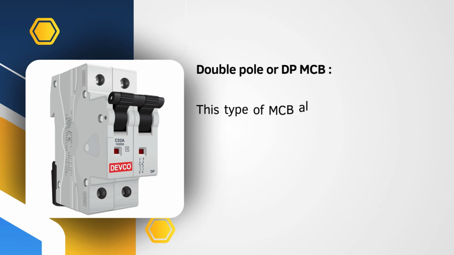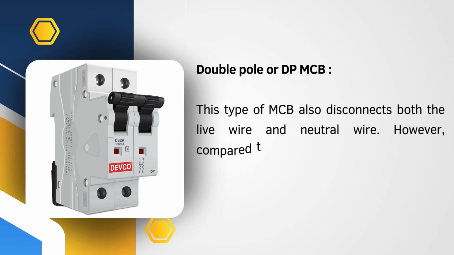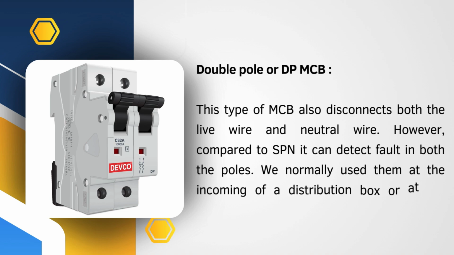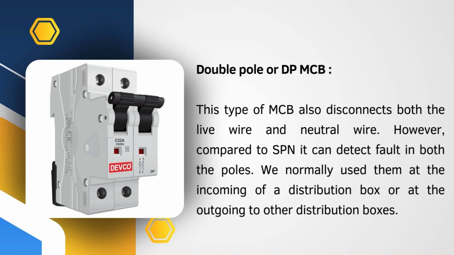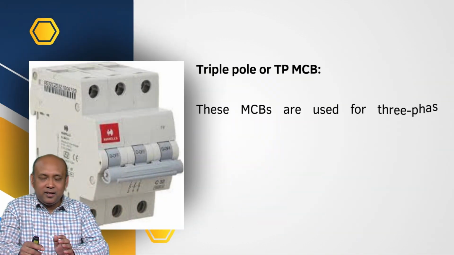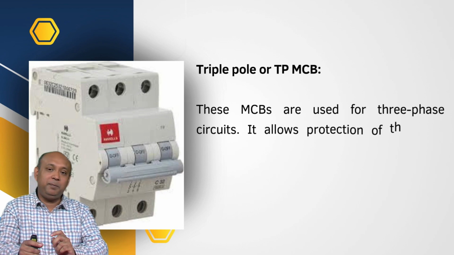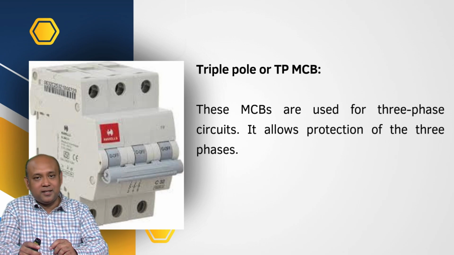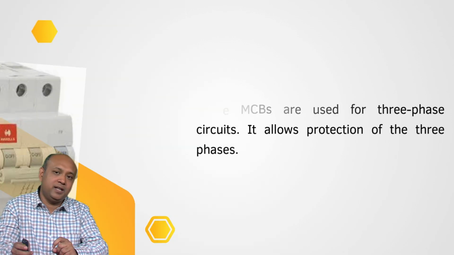Next is the double pole or DP MCB. This type of MCB also disconnects both the live wire and the neutral wire. However, compared to SPN, it can detect fault in both the poles. We normally use them at the incoming of the distribution box or at the outgoing to other distribution boxes. Next is the triple pole or TP MCB. These MCBs are used for three-phase circuits. It allows protection of the three phases.